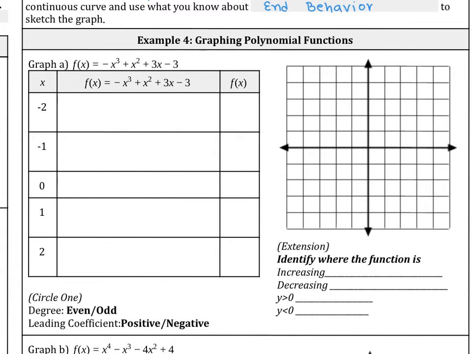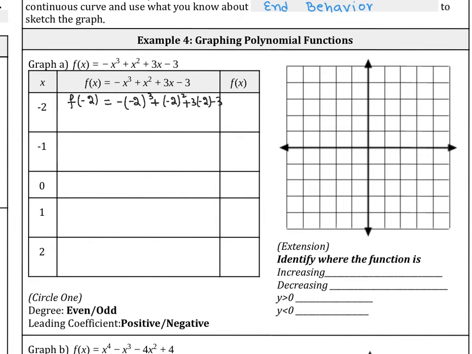Now we are going to discuss example number 4, graphing polynomial functions. We are going to use the table method to find the coordinates, and we are going to plot those coordinates to find the graph. So first, we are going to use these x values and plug them into the f(x) function to find the y value. So I'm using x equals -2 and plugging it in for x.